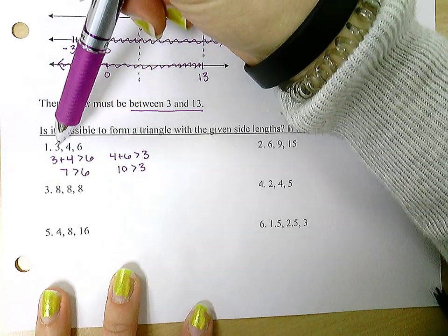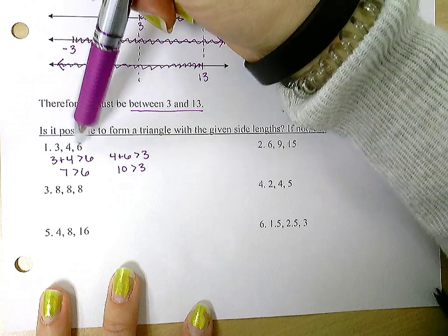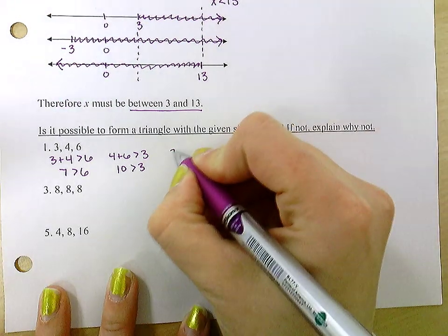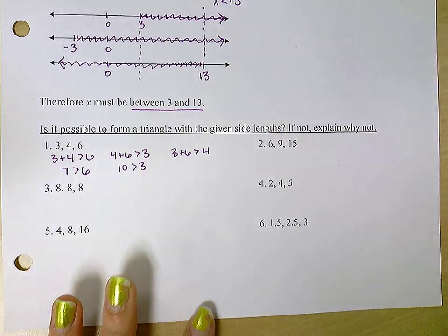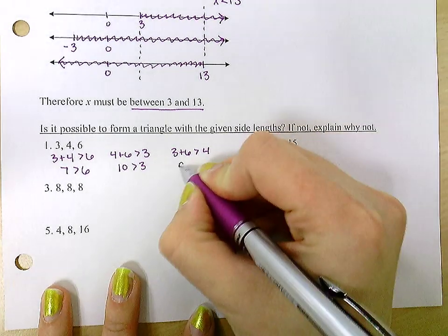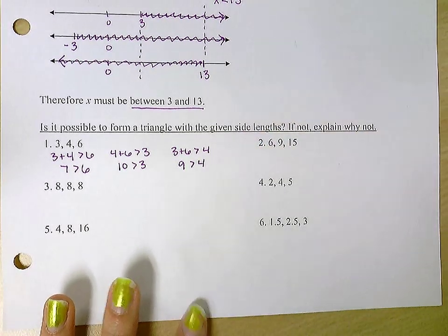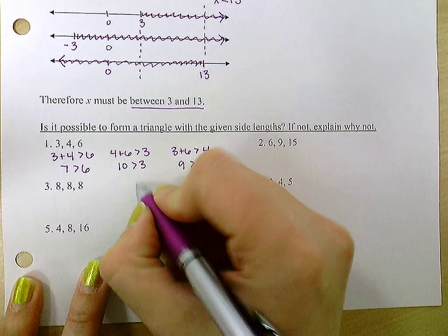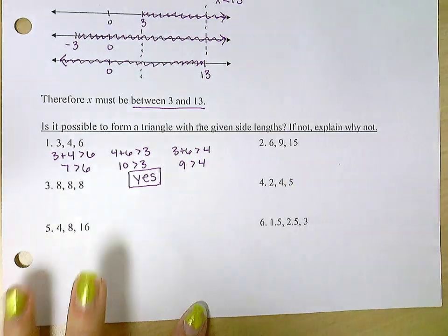So I've added together 3 and 4. I've added together 4 and 6. I have to add together 3 and 6. And it has to be bigger than that third side of 4. Okay, that is 9. Is 9 greater than 4? Yes. So since these are true, I can say, yes, these do form a triangle.